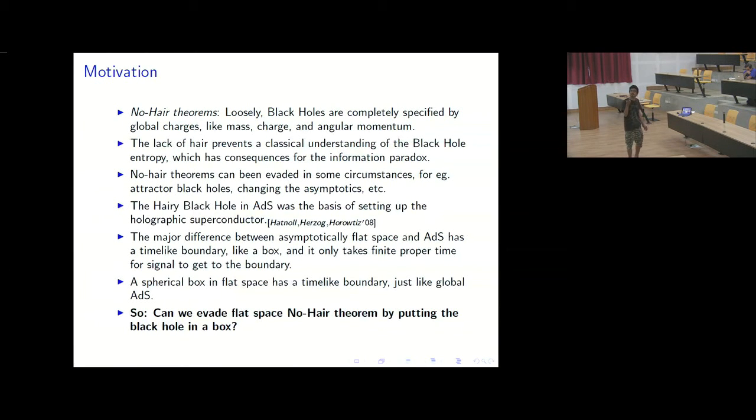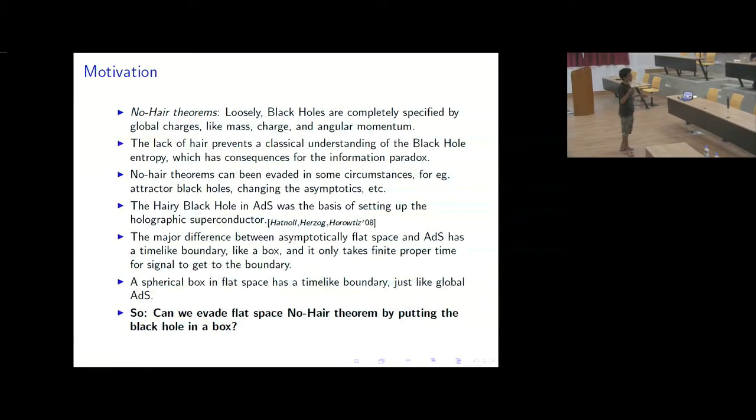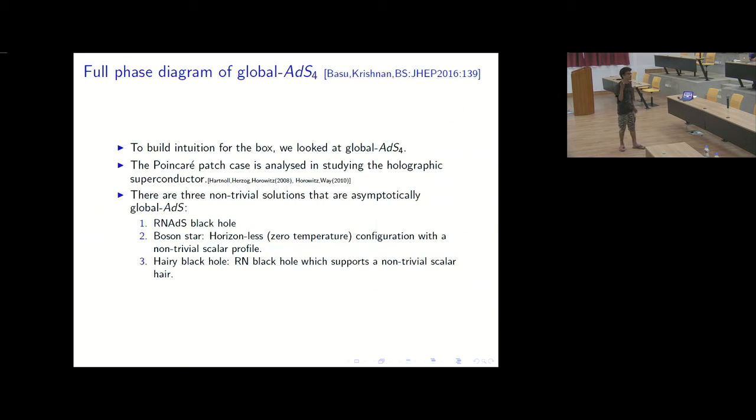The basic difference between asymptotically flat space and AdS is that, unlike asymptotically flat space, AdS has a time-like boundary. This could be the same if we consider our flat space to be truncated at some finite R_B. So the natural question would be, can we evade flat space no-hair theorems by putting the black hole in a box? Now let's first look at global AdS4, which was done by us earlier this year. This was done entirely to build intuition towards working towards the box.